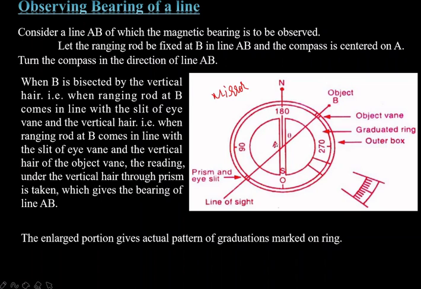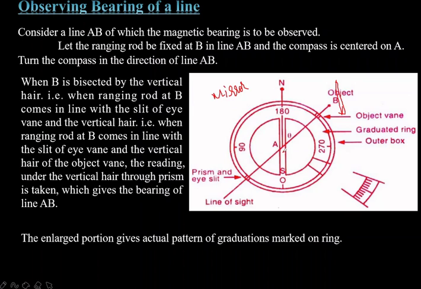Consider the line AB, for which the magnetic bearing is to be observed. Let the ranging rod be fixed at B. In line AB, the compass is centered on A. So A is the station where the bearing is to be measured. Turn the compass in the direction of line AB.